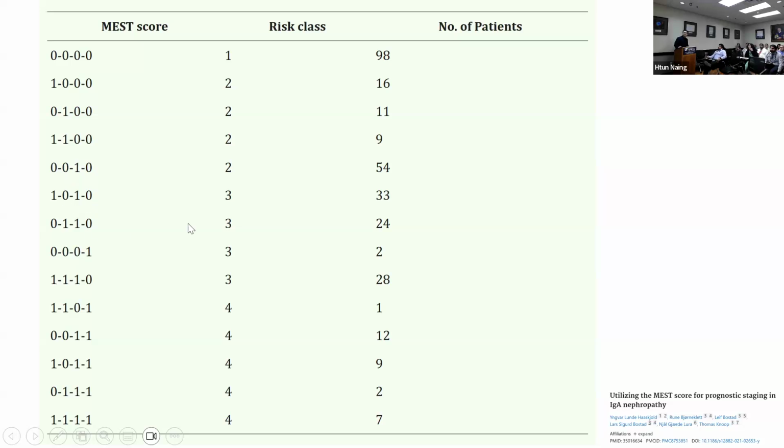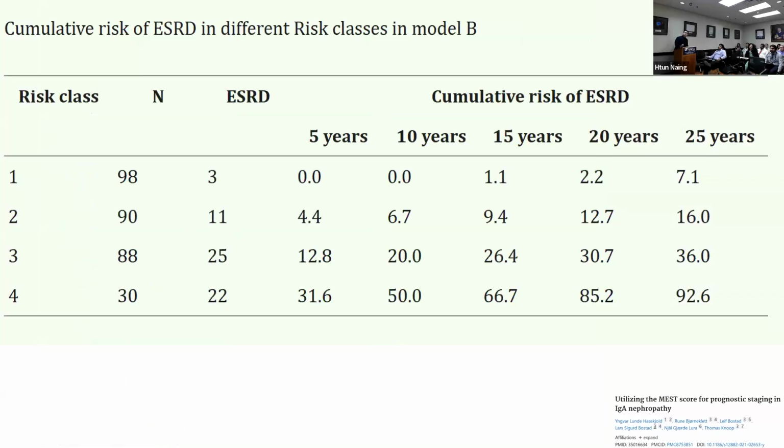With S with something else, it becomes 3. When T is involved, if T alone, it's going to be risk class 3; if T with something else, it's going to be risk class 4. If you have risk class 1, the 5-year ESRD risk is 0, risk class 2 is 4.4, risk class 3 is 12.8, and risk class 4 is 13.16. So this is just a rough guide: if you see the biopsy report, you might think of the prognosis first.